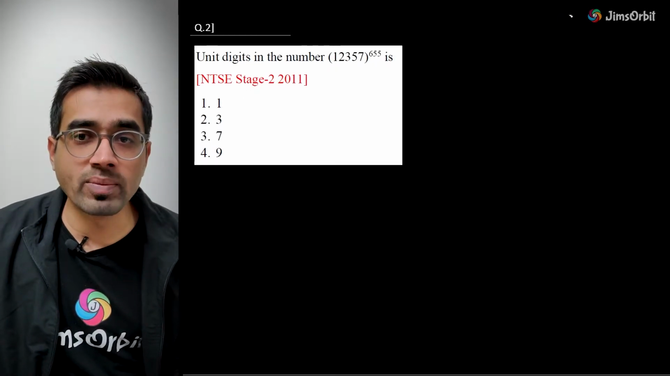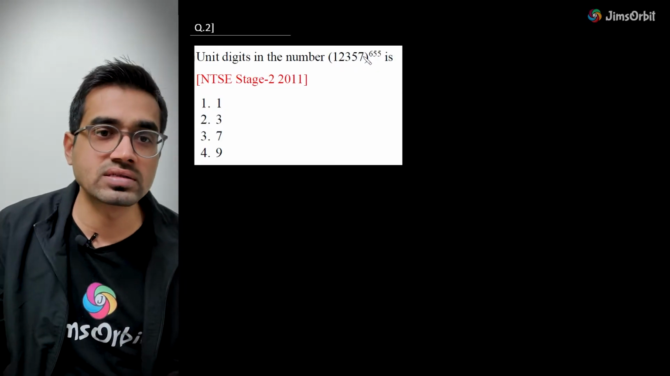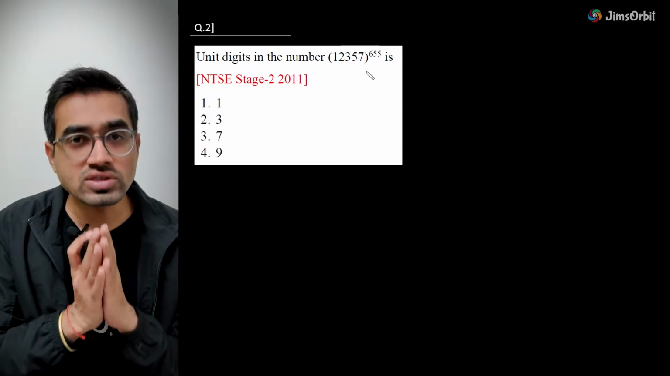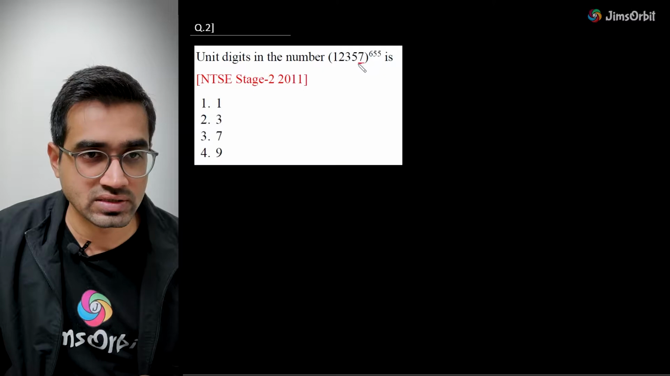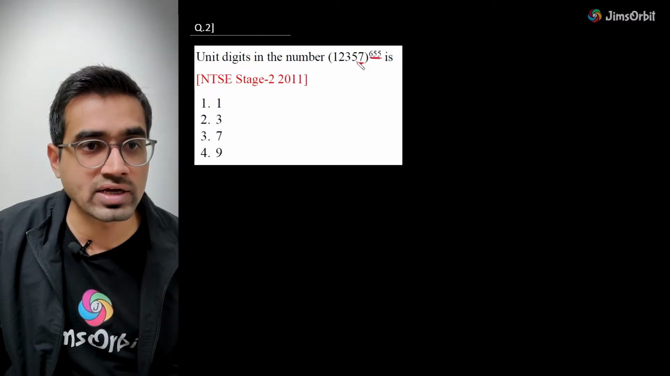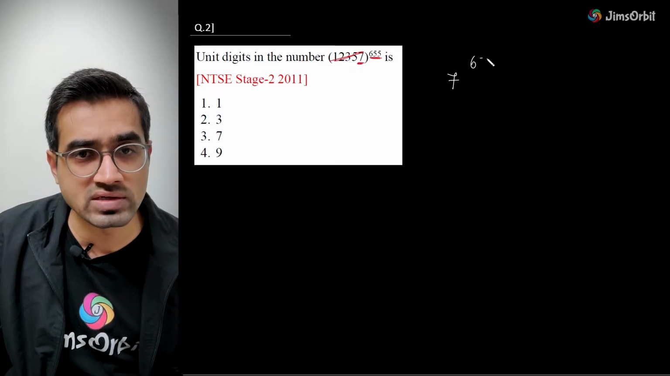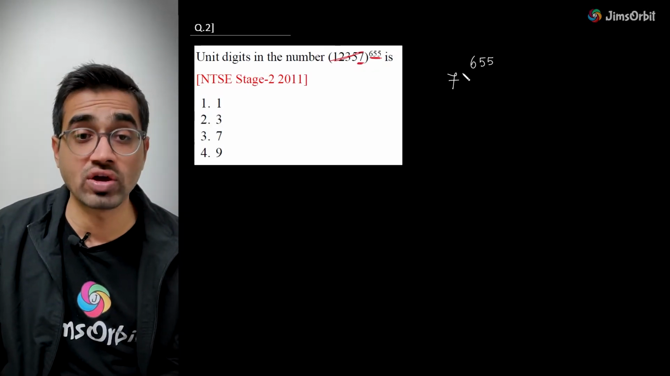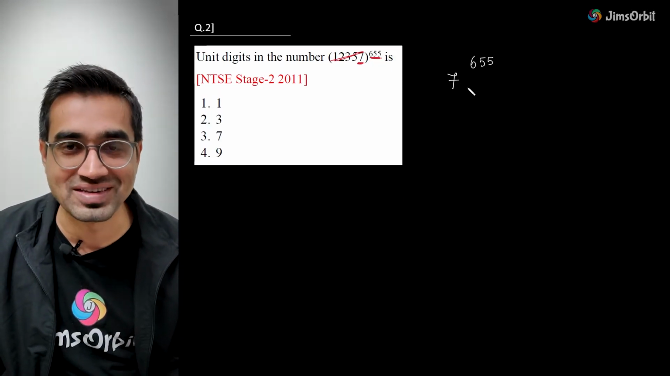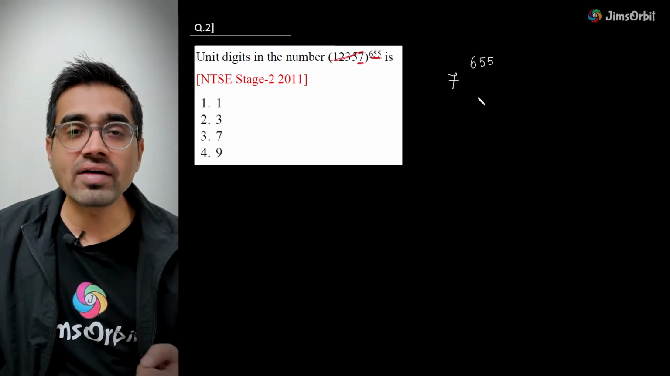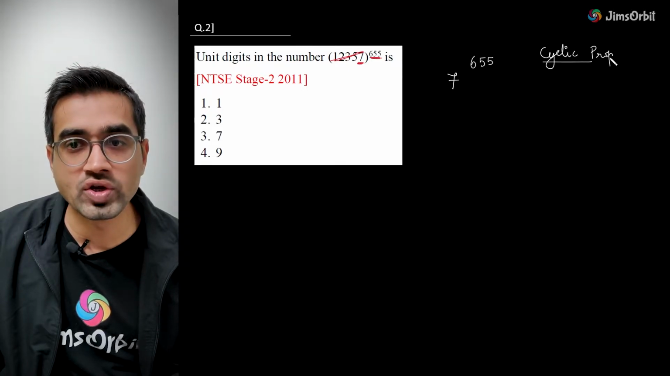Okay. In this problem, it's written: units digit in the number 12357 whole bracket to the power 655. In this question, remember you are only looking at the units digit and not the other digits. And you are only looking at the power, and this you are not caring about. No care. Nothing. So we are looking for 7 to the power 655. Whatever comes in the units digit of this will be the answer. But we cannot find 7 to the power 655, of course, isn't it? So we use the cyclic property for all power questions, all unit digit questions.